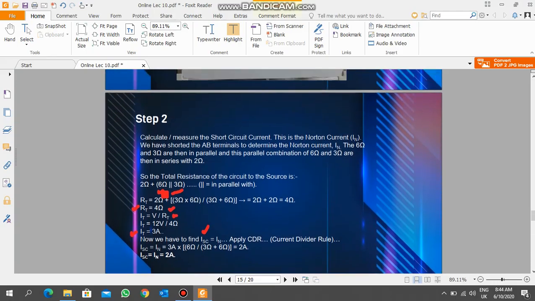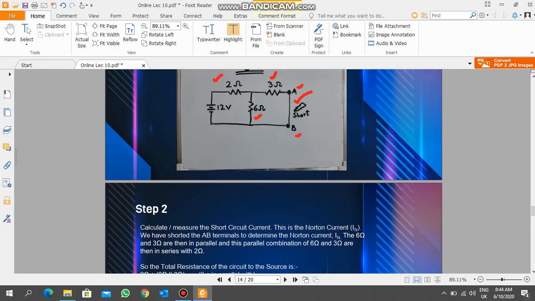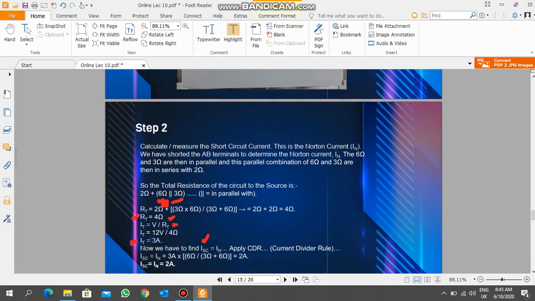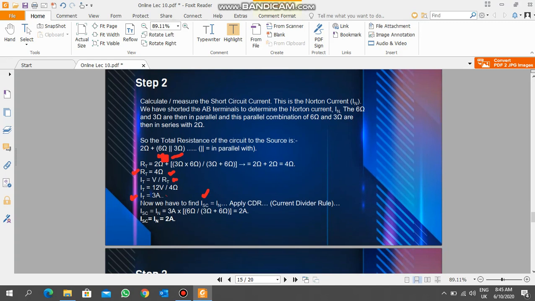So let's start step by step. What will be the first step? The first step is to short the 1.5 ohm load resistance as shown in the diagram. So this was the load resistance. First we have to short circuit this. So here all the circuit remains the same, only we short circuit the load resistance and we put A and B terminals here.